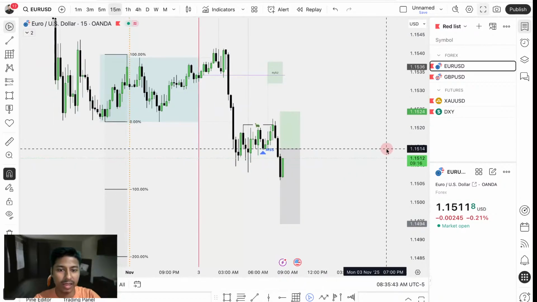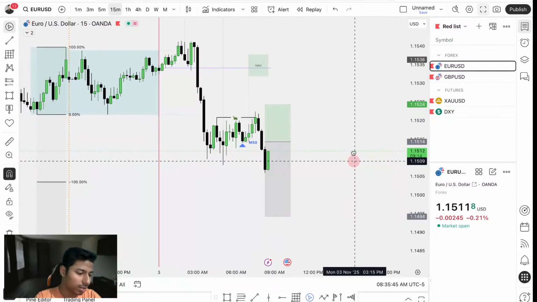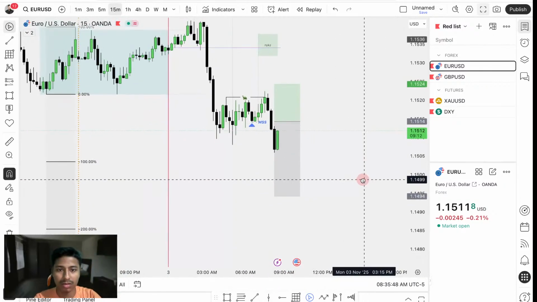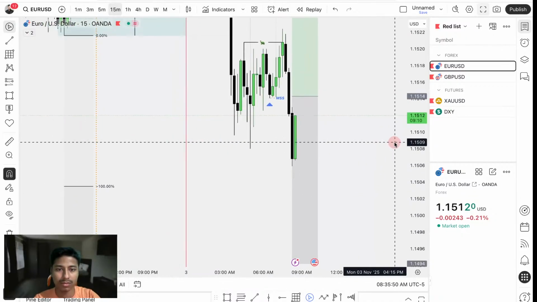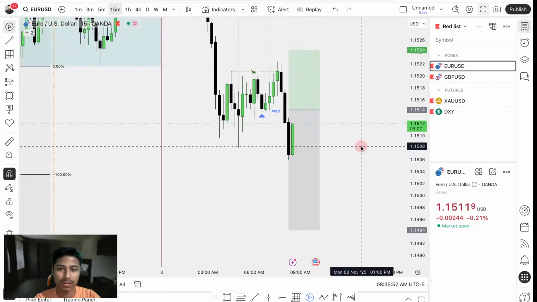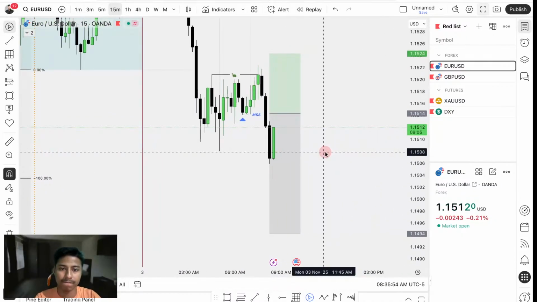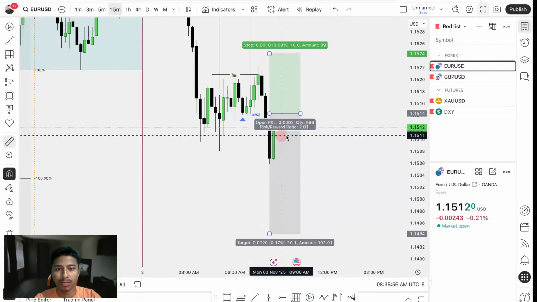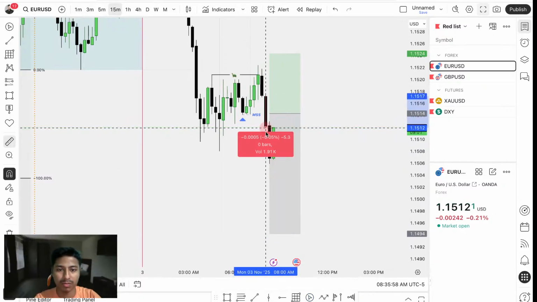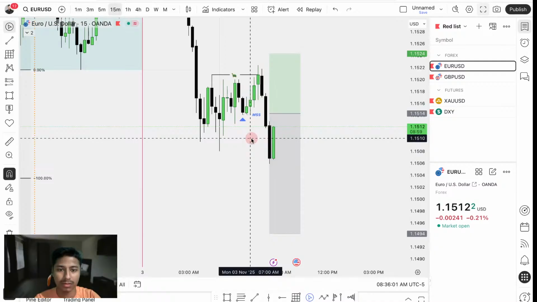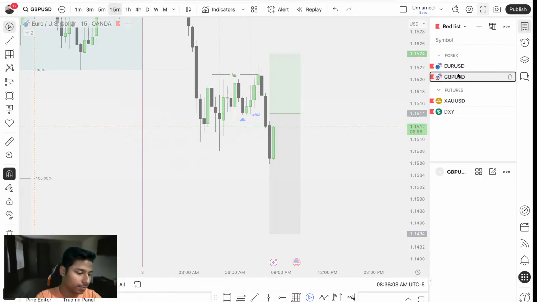Okay, we're getting a retracement. Maybe we can get an entry now. Candles are much bigger now, which is good.